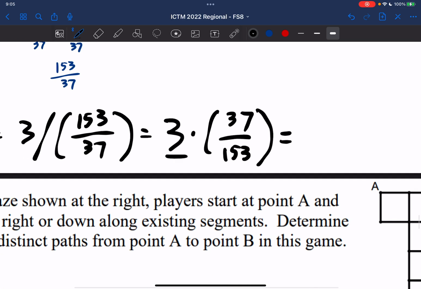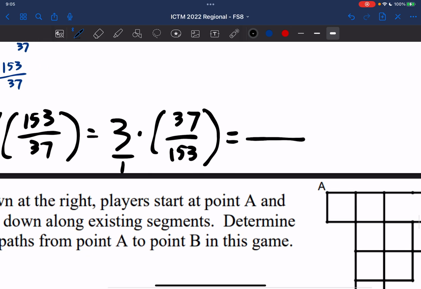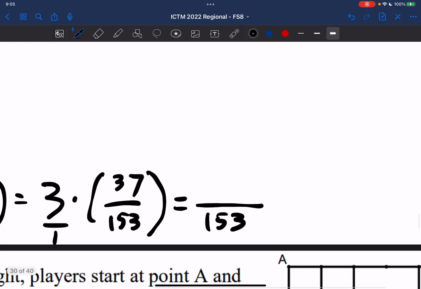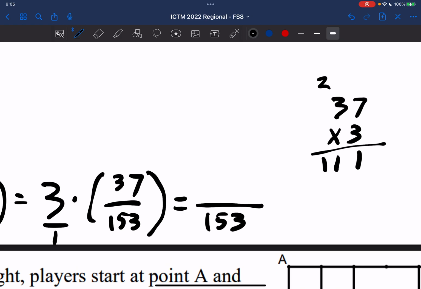Now when we multiply, we're going to multiply 3 into the numerator and 1 into the denominator. So that means we have 153. And so 3 times 37. So we have 1, bring up the 2. So we have 111 over 153, but we've got to be careful because is there something we can divide out of all 3?